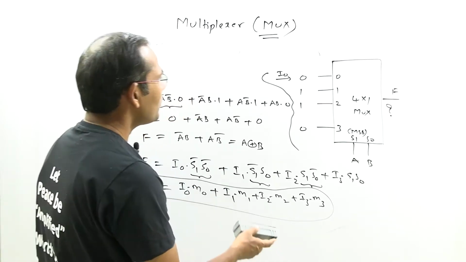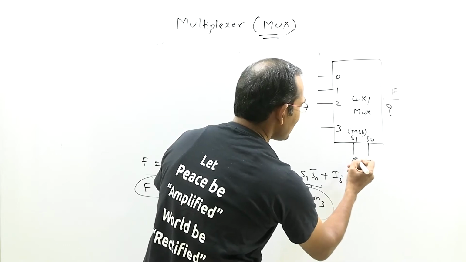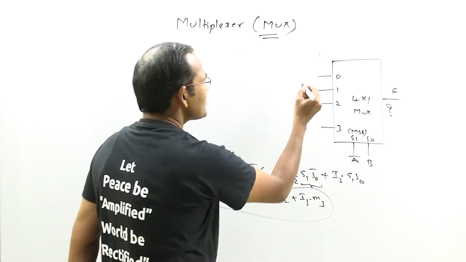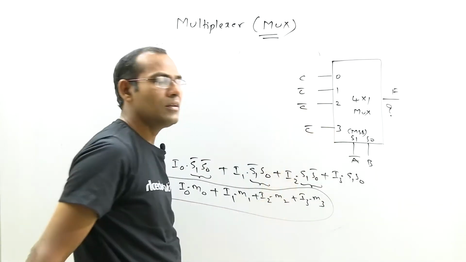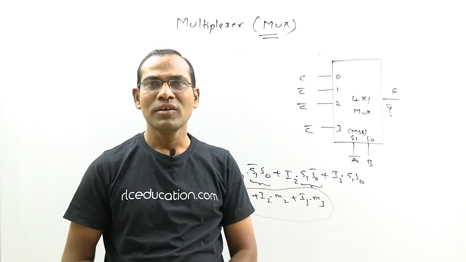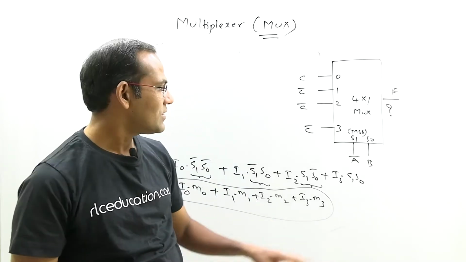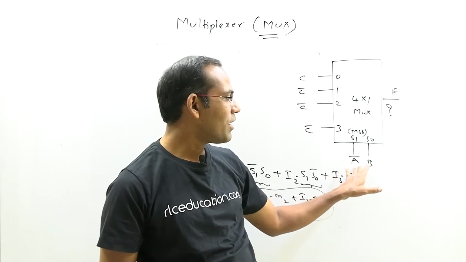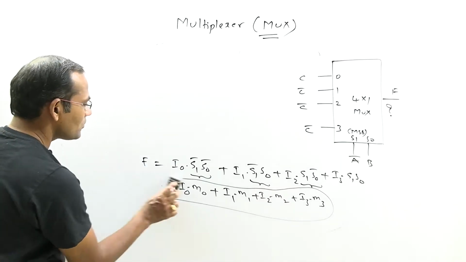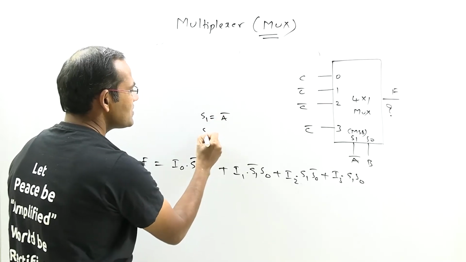We will see one more example. So here instead of AB, sometimes he may give like this, A bar B. Suppose these are the inputs, let us assume. So I have taken some example. Now we'll see the procedure to write the expression in this case. Here selection are not AB, they are A bar B. S1 is A bar, S0 is B.